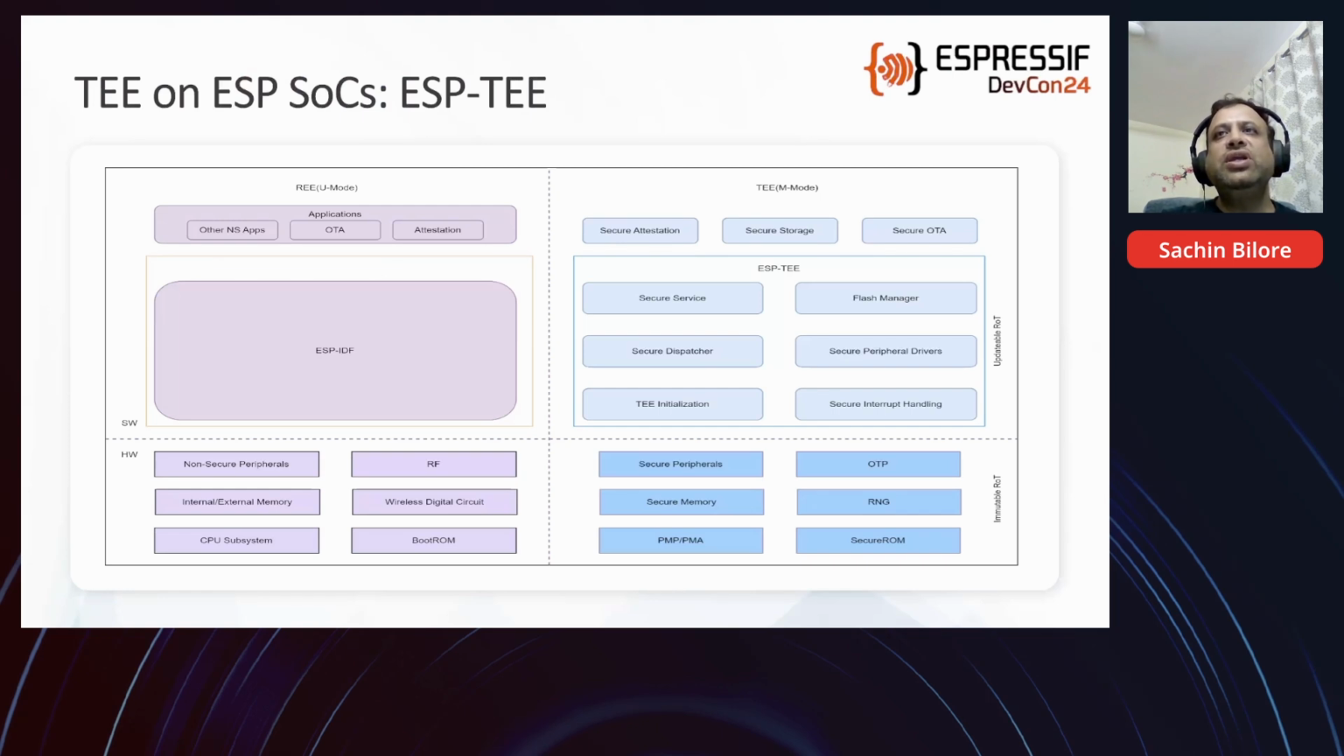So the system boots from the immutable root of trust, on which the updatable root of trust, ESP TEE, executes and initializes the TE, as well as establishes the isolation between RE and TE. And on the TE side, on top of the stack, we have secure services, which depend on the use cases and are developed on top of the ESP TEE firmware using its provided API.